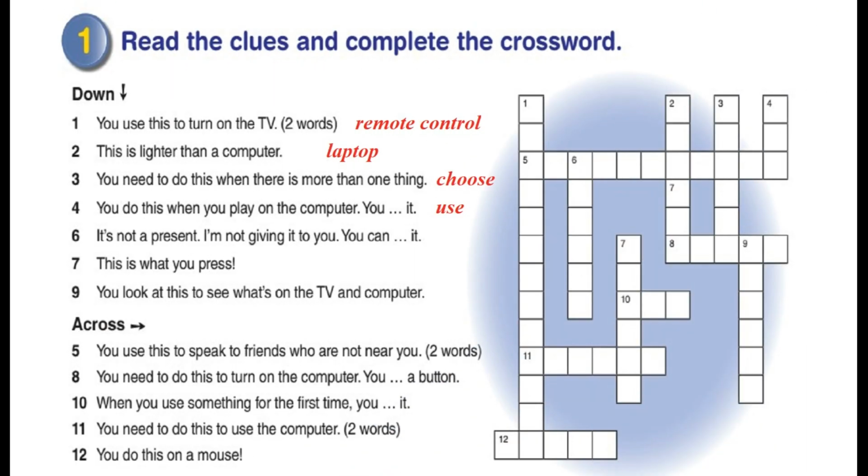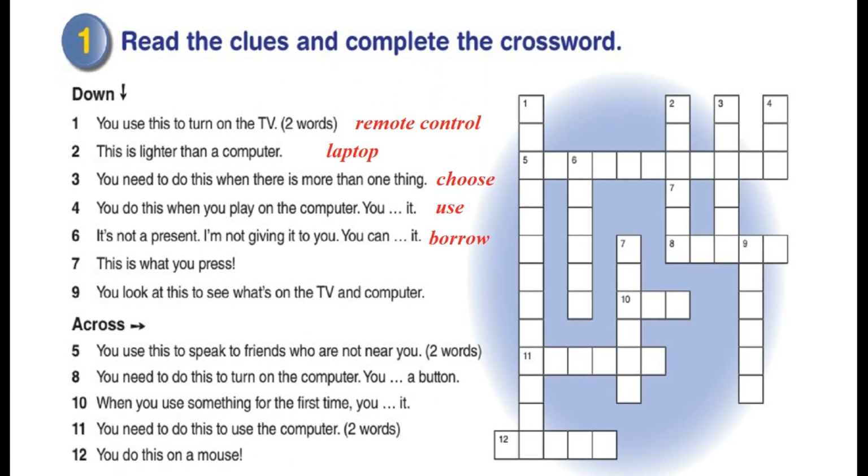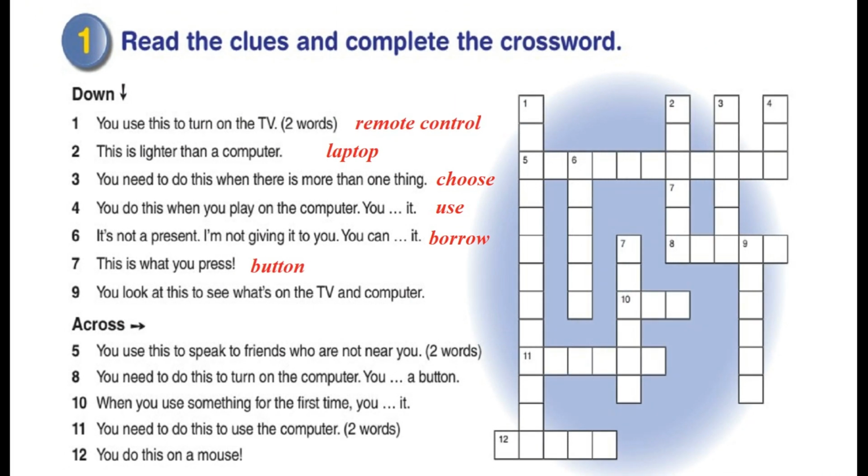You. It. Use. 6. It's not a present. I'm not giving it to you. You can. It. Borrow. 7. This is what you press. Button. 9. You look at this to see what's on the TV and computer. Screen. Across. 5. You use this to speak to friends who are not near you.